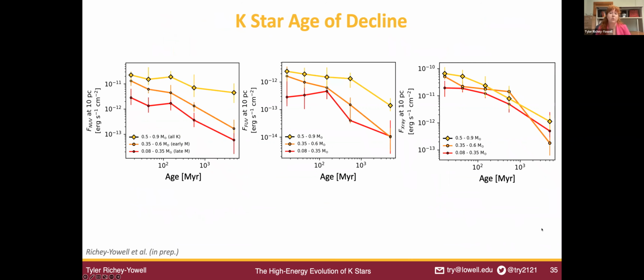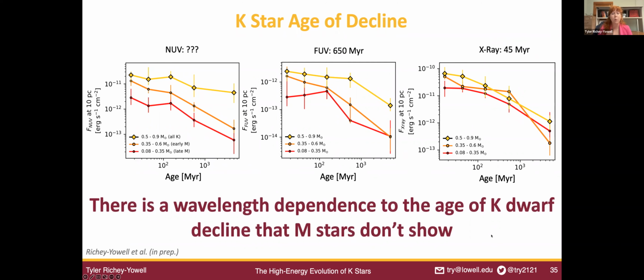So comparing all of the intrinsic flux evolutions, you can see more clearly that there is a wavelength dependence to the age of K-dwarf decline that M stars don't show. So while M star flux consistently decreases by about 150 megayears at each of these wavelengths, the K-dwarf flux declines first for the X-rays by about 45 megayears, then at or beyond 650 megayears in the far UV, and within the scatter of our points, or these error bars here, that near UV is really not declining much at all.